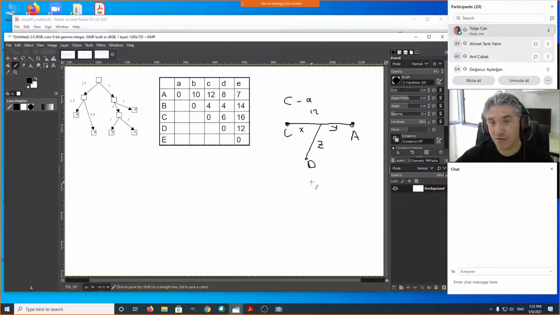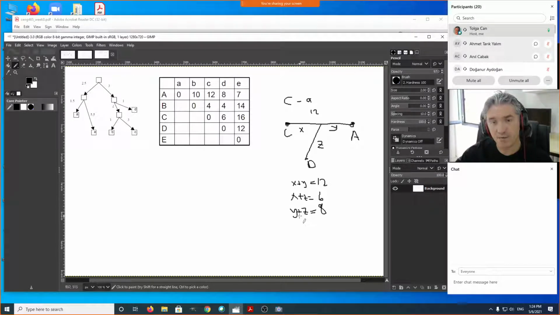But we have three equations that come from the distance matrix. We already know that X plus Y is equal to 12. X plus Z is the distance between C and D. What is the distance between C and D? 6. And Y plus Z is equal to the distance between A and D, which is 8. So three unknowns, three equations, we solve this.